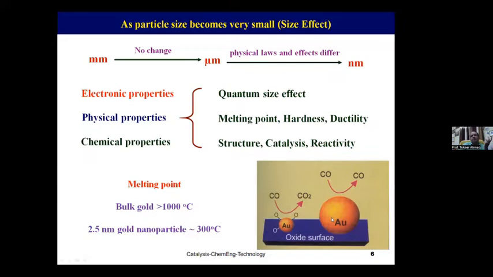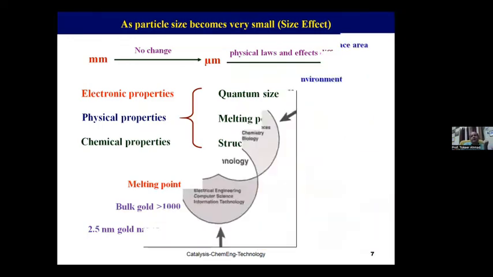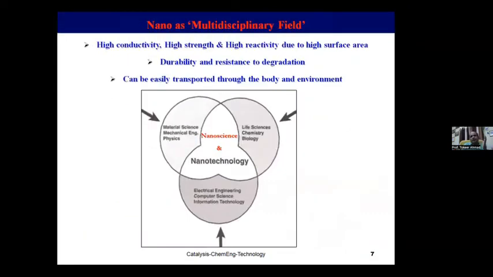So this is an example of catalysis. If you have a bulk gold oxide surface, then it won't have the oxidation of carbon monoxide. But if you have a nano-sized gold oxide surface, then it helps the oxidation of carbon monoxide to carbon dioxide.